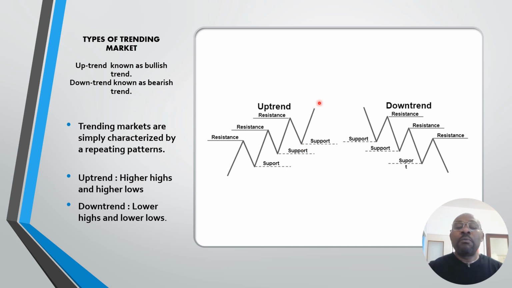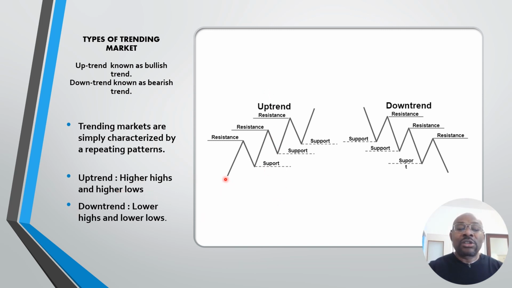You can use this to measure it, for you to know the actual point it will get to before it will do another impulsive move. So like this, we say a market is in a bullish trend. This is a resistance, this is a support, this is a resistance, this is support, this is resistance, and this is support. So that is the characteristics of an uptrend: higher highs and higher lows.